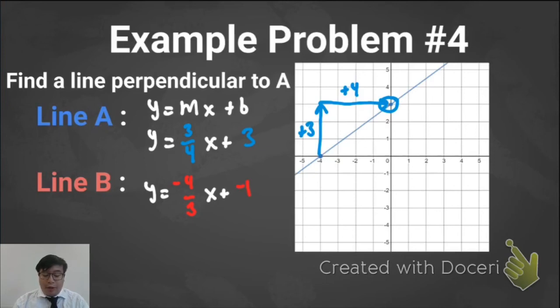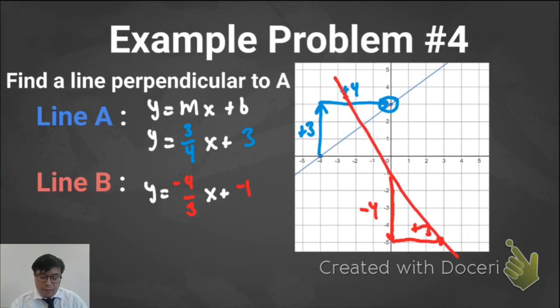So let's graph this line and see if we create a line that intersects at a 90-degree angle. So starting at -1, to get to my next dot, I know that I need to go down 4 spaces and then to the side 3. So go down 4, to the side 3. And when I draw a line that intersects these 2 dots, my red and blue line are going to intersect and create a 90-degree angle.